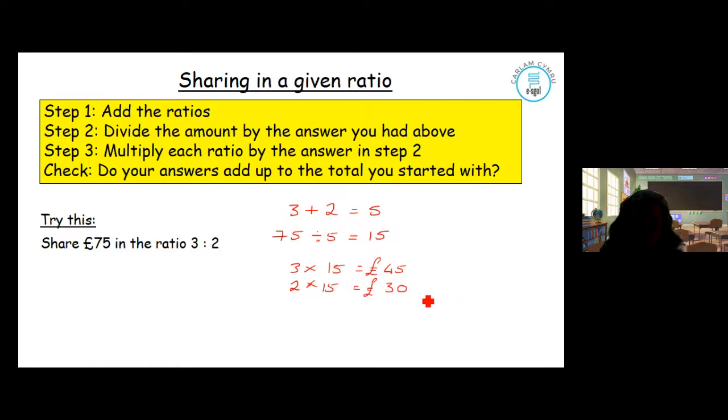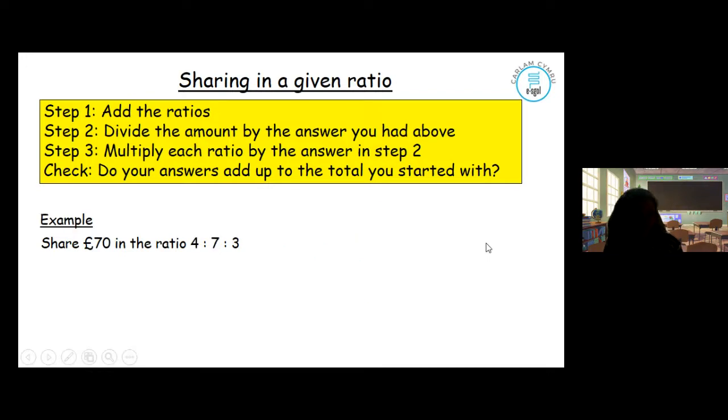And if you add them together, just as a little check, you don't actually have to write this bit down. You can just do this in your head and just say, okay, well, is 45 add 30, 75? Yes, that's what I should have. Brilliant, let's move on.